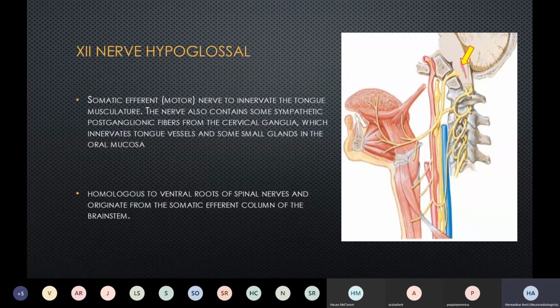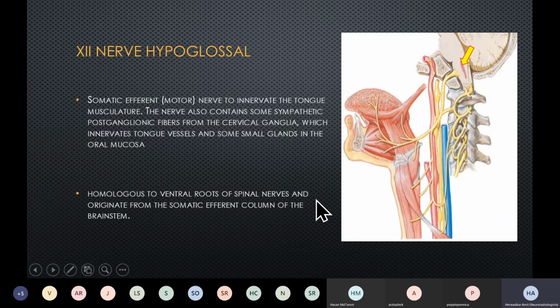Okay, our final nerve for discussion today is the hypoglossal nerve. So the hypoglossal nerve is a somatic efferent nerve. It's mainly an efferent nerve, and its principal job is to innervate the muscles of the tongue to allow mastication and speech function, which it subserves.